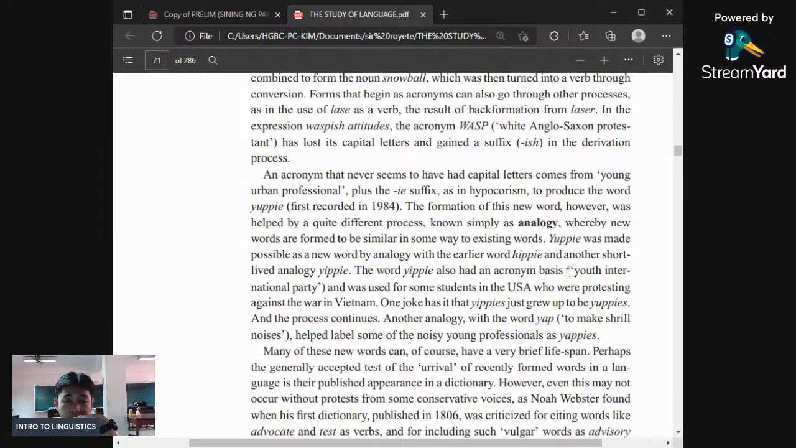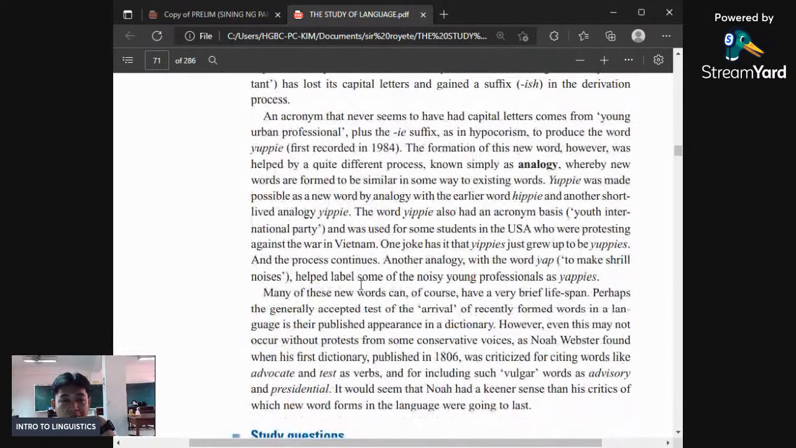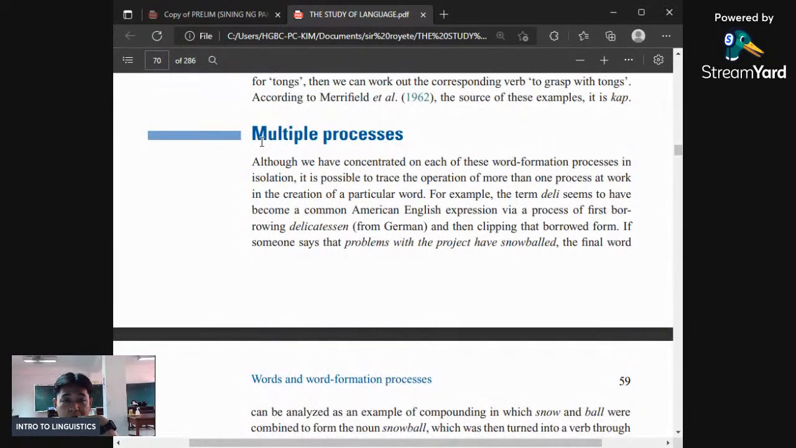Wherein the word, it came from, and it also had a basis of acronym, Youth International Party, and also, other one is yuppie naman. Yuppie. And we also have hippies. So those are what we call multiple processes. So it came from other word formation processes, and then may nangyari na naman sa kanya or may bagong pangyayari na naman sa kanya na process.